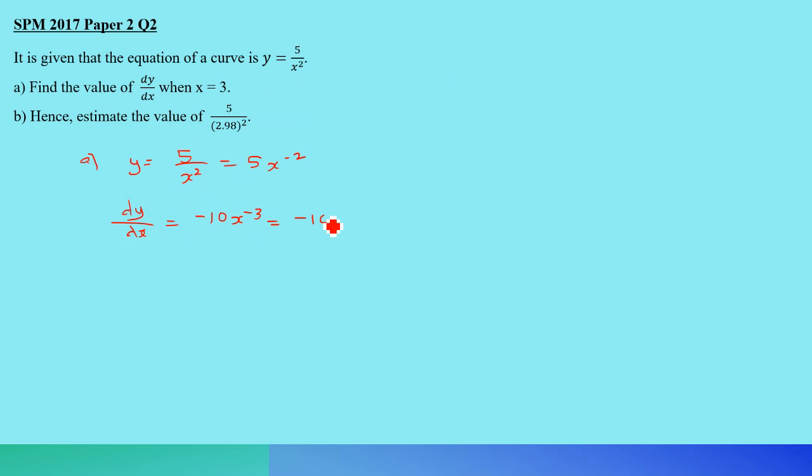After you have done this, since you are given the point x is 3, you can find dy dx will be negative 10 over 3 to the power 3, or you can say negative 10 over 27. This has answered your part A.